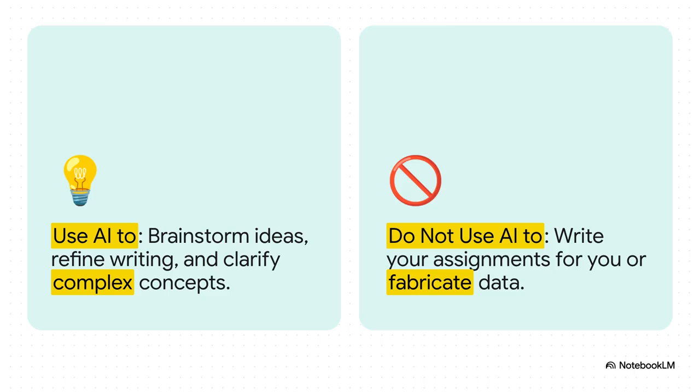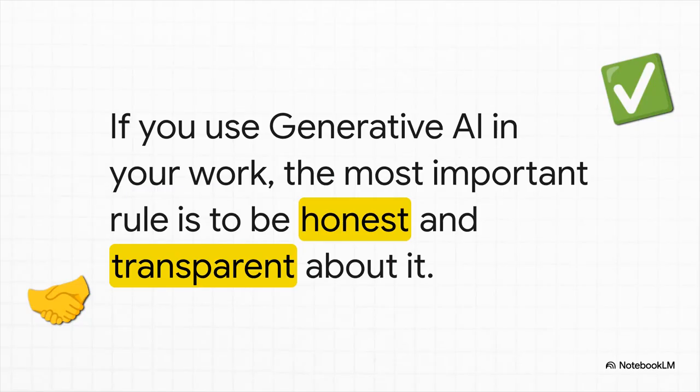But using it to write the assignment for you, or to just make up sources, that's absolutely prohibited. Just remember, the AI is your assistant. It's not a substitute for your own thinking. If you take away just one thing about using AI in this course, let it be this. The golden rule is to be transparent. Honesty about how you're using these tools is completely non-negotiable.